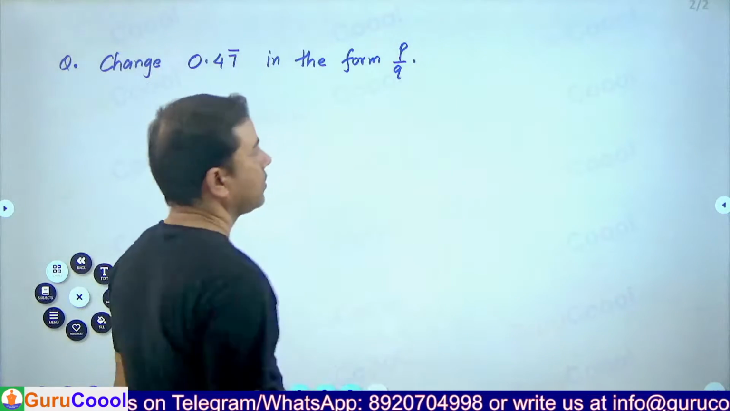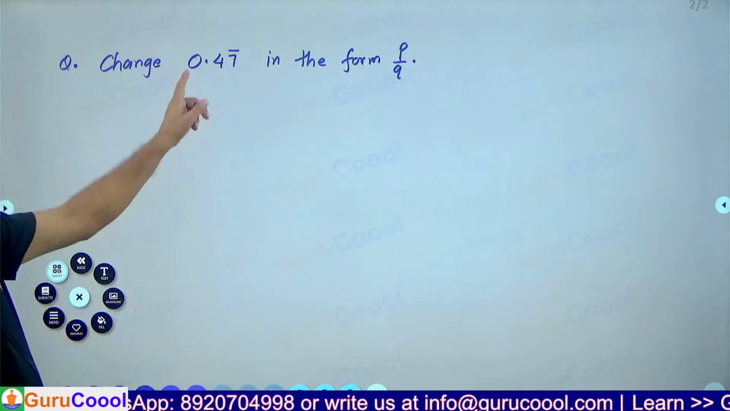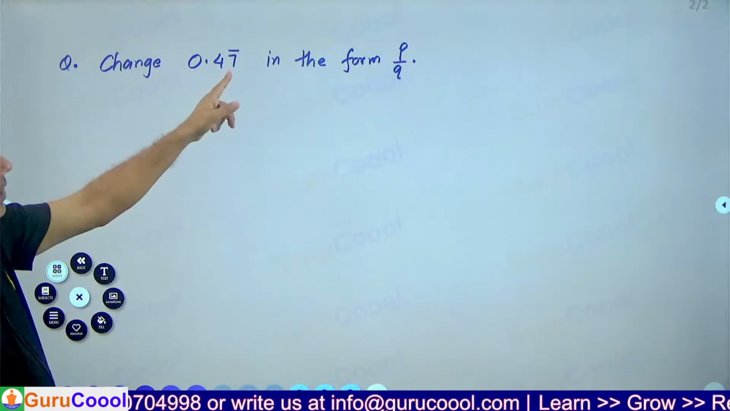Do this one now. 0.47 and bar sign is over 7.